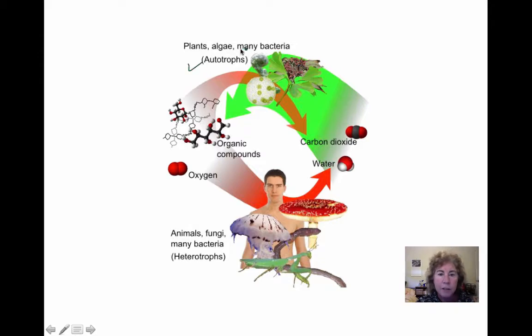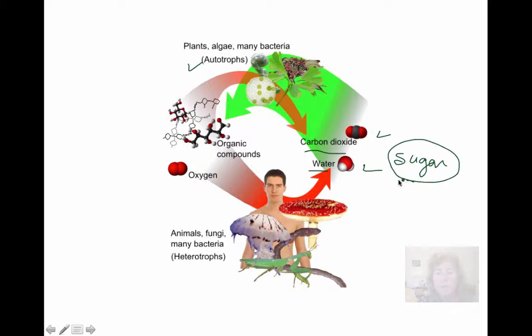The autotrophs, such as plants, algae, and many bacteria, contain simple raw ingredients such as carbon dioxide and water, and through a process called photosynthesis, make simple sugars. So therefore, what we have are inorganic molecules such as carbon dioxide and water combined to make one of the simpler types of organic molecules, sugar.